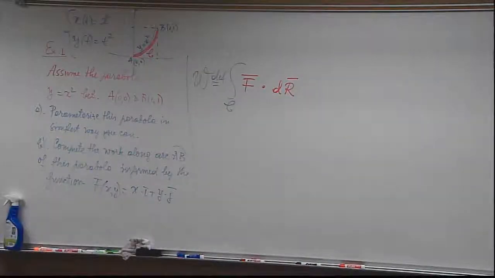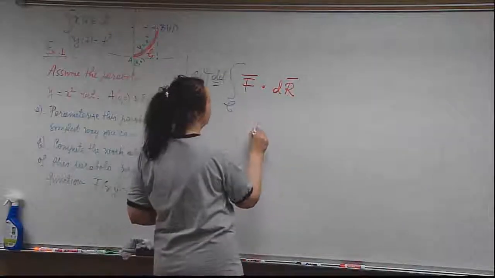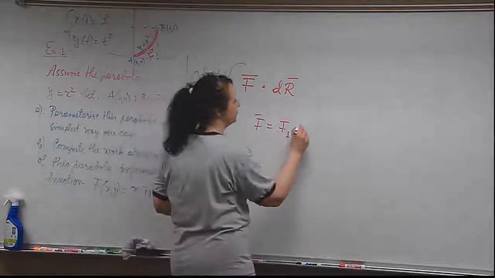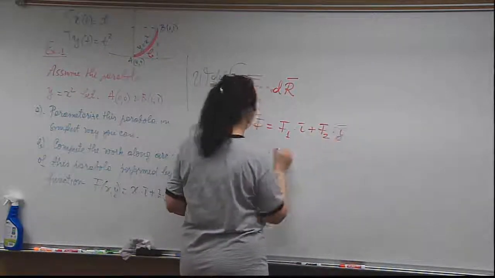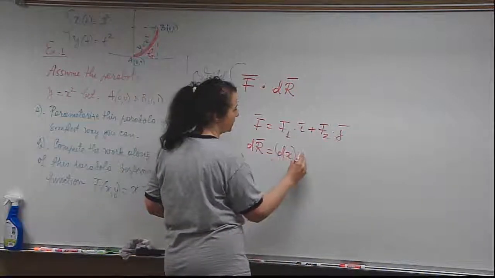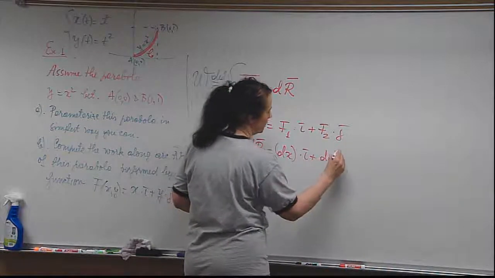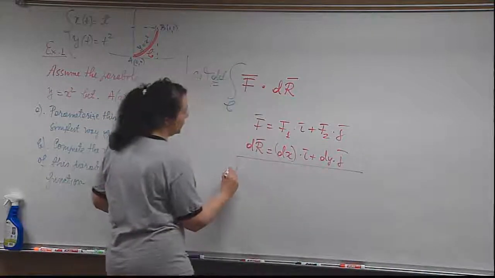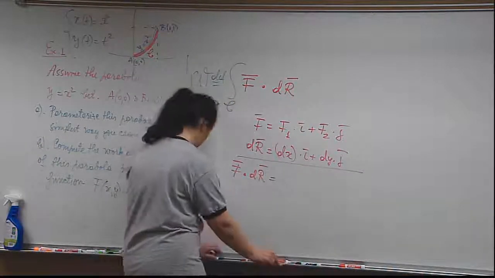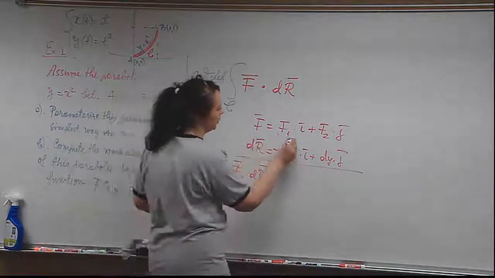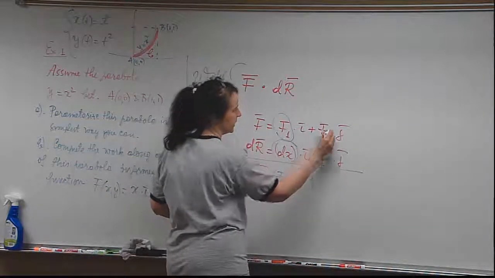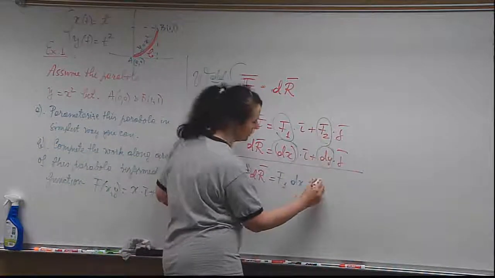Alrighty, that's a little bit of a headache. Can I write an alternative formula? dr will be dx i plus dy j. So I can also write that F dot dr as a dot product will simply be, what was the dot product, guys? Do you remember? First component times first component, F1 dx, plus second scalar component times second scalar component, F2 dy.